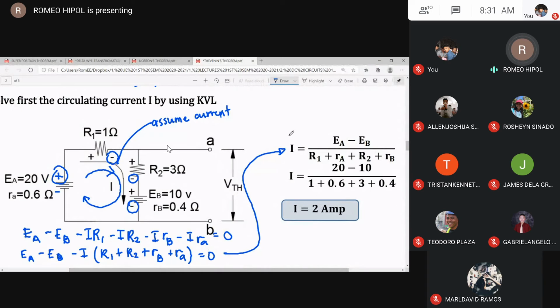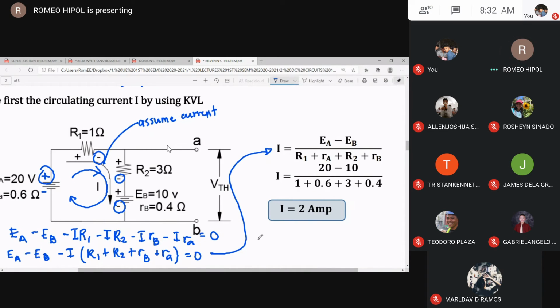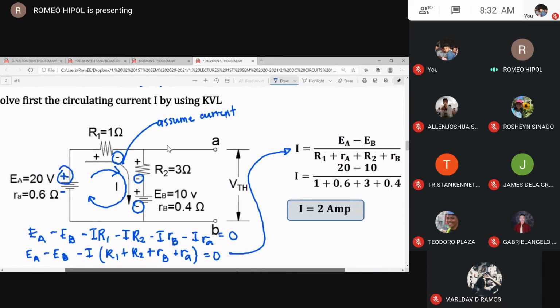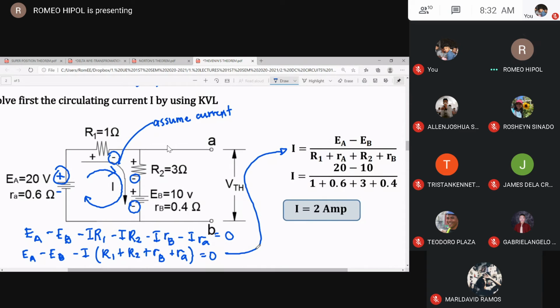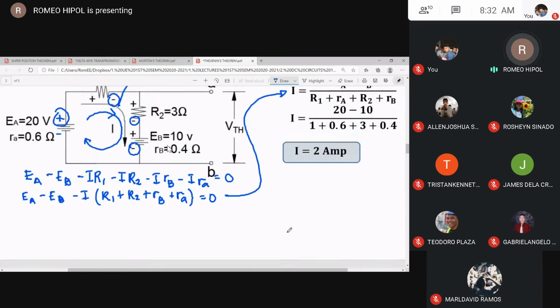So yun, pwede nyo i-derive yung ating KVL dito. So kung medyo nahihirapan kayo magkabisado, di ba? So lagi nyo hanapin kung ano yung pinag-ulan ng formula. So mas madali kasing maintindihan. Sakaling malimutan yung formula, you can derive on your own. Okay, so we have a circulating 2 ampere.